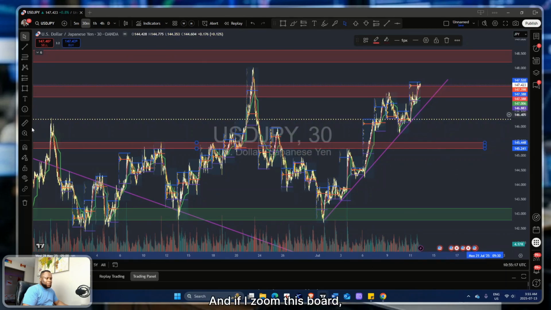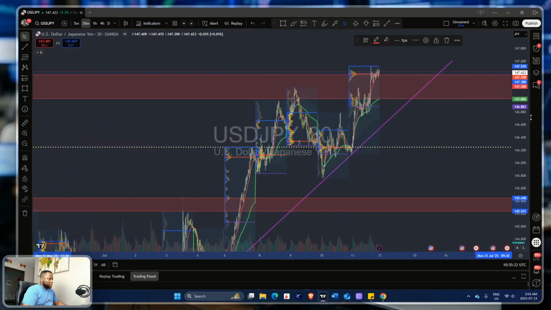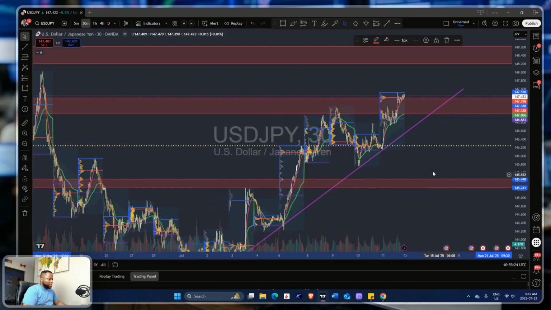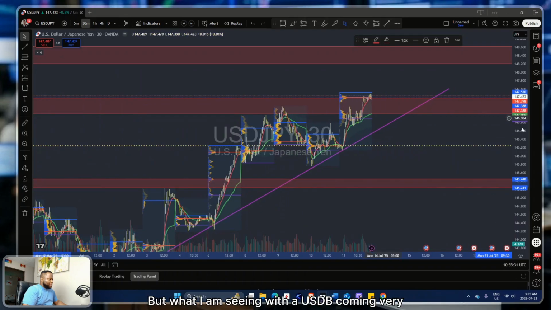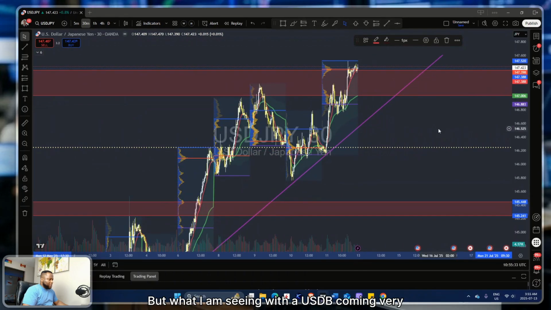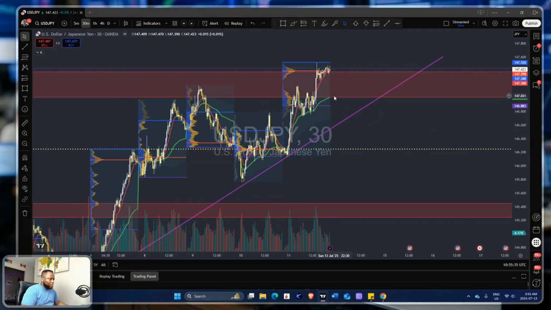And if I zoom this more, what you will see is on the 30 minutes upper trend line, and we have price in contact with this sell zone here. But what I am seeing with the USD becoming very strong, price closed above VWAP at 146 or 147 hundreds. And we are right now on 147.42, and it was this huge move on Friday. When pairs move like this on Friday, you just know something is up.